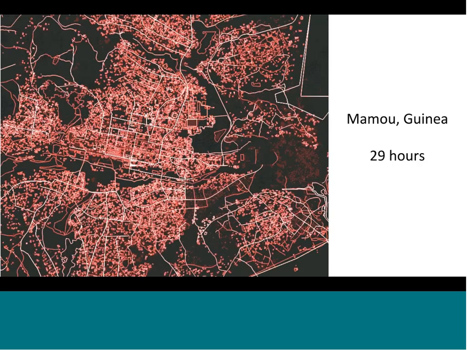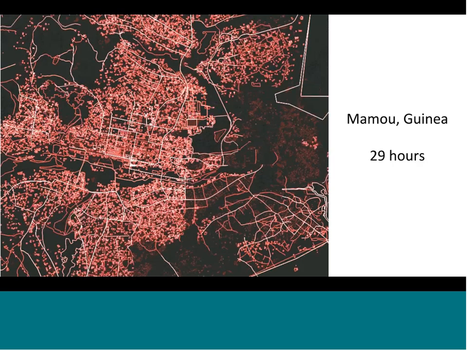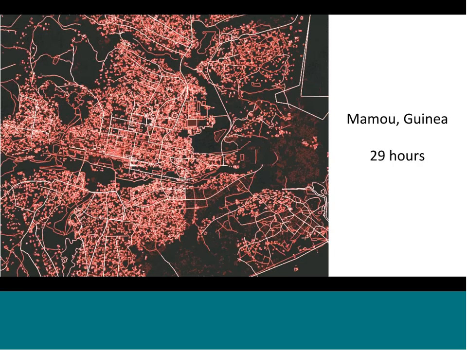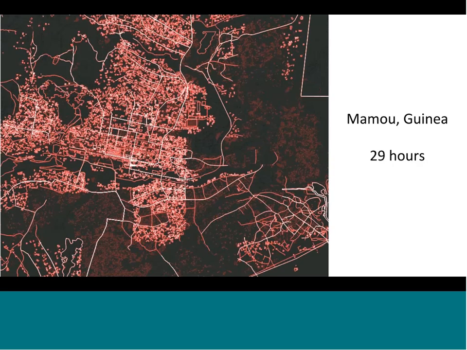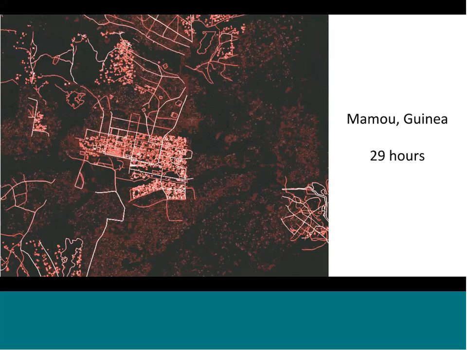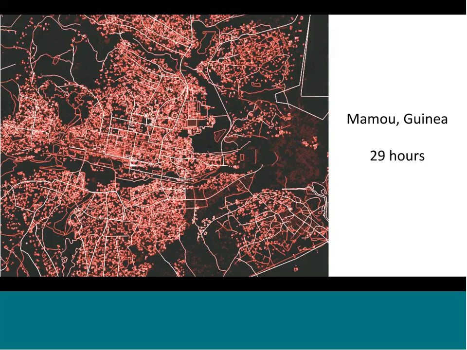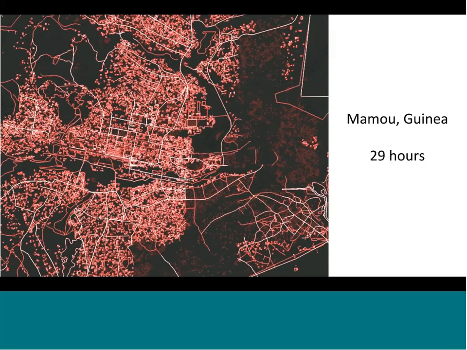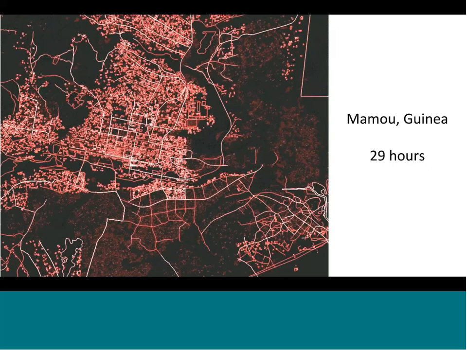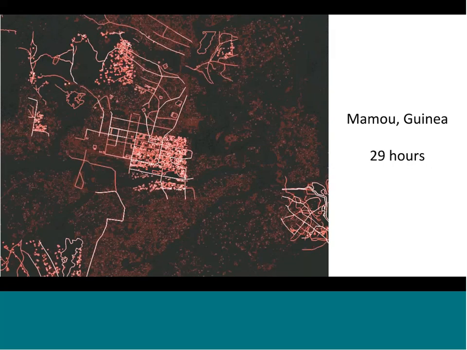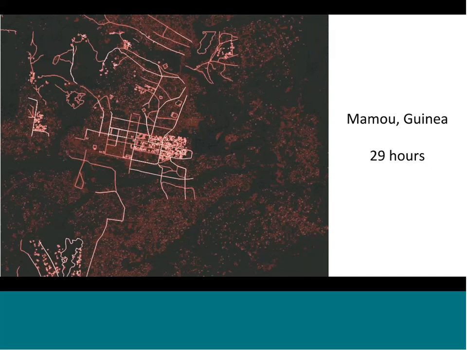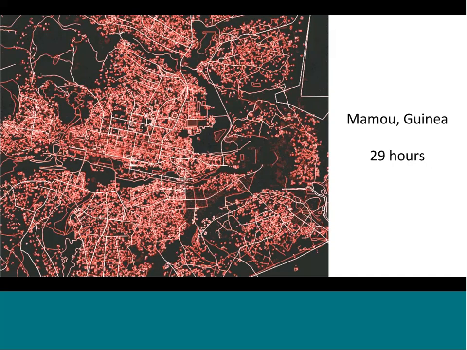And this is just an animation of Momo in Guinea. This was all mapped within 29 hours from 68 contributors mapping an entire city. I think they've mapped over 20,000 buildings. And this is just to show the power of crowdsourced information, the power of the numbers, that they can really get all this data mapped quickly when it's needed and within tight deadlines.